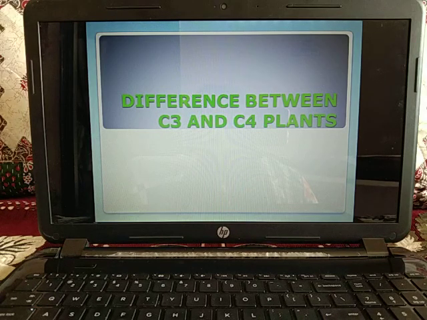Now, photosynthesis stops under the condition of water stress in case of C3 plant, and in C4 plant the photosynthesis is appreciable even under the condition of water stress. So these were some of the differences between the C3 plants and the C4 plants.